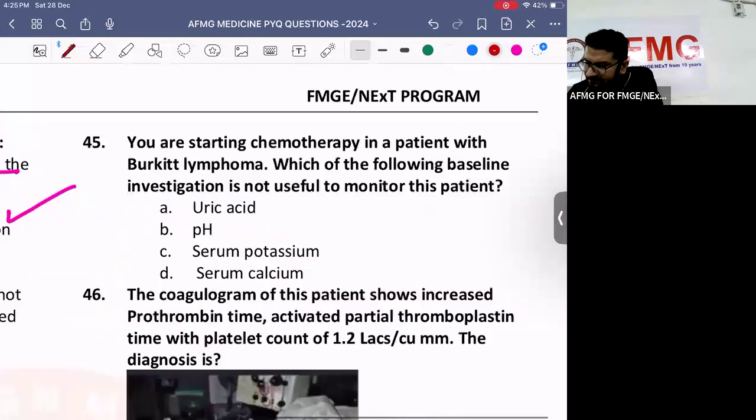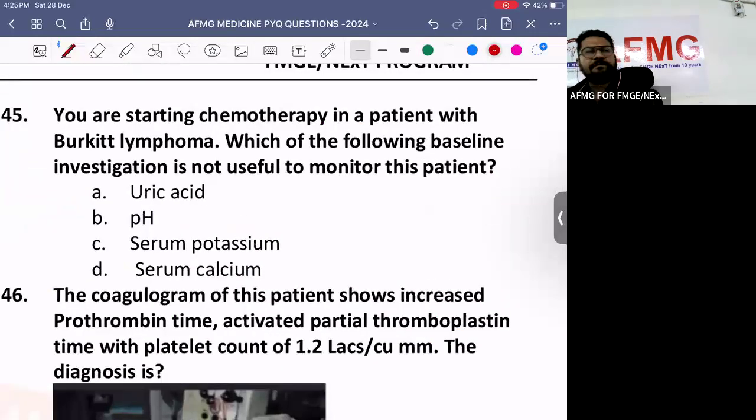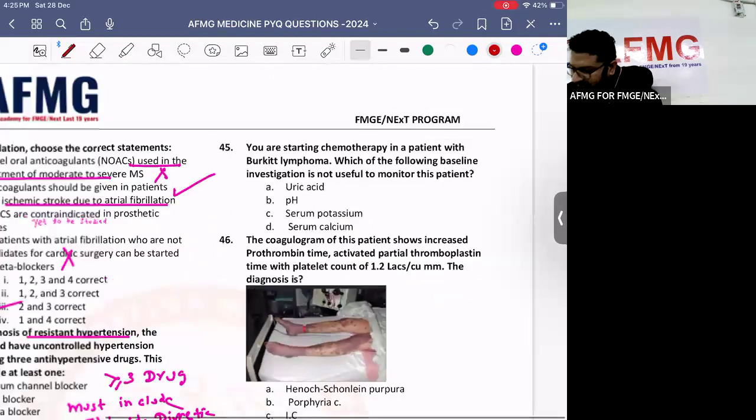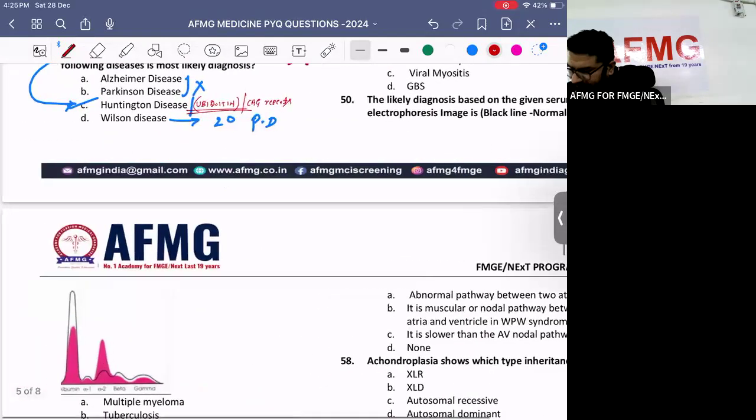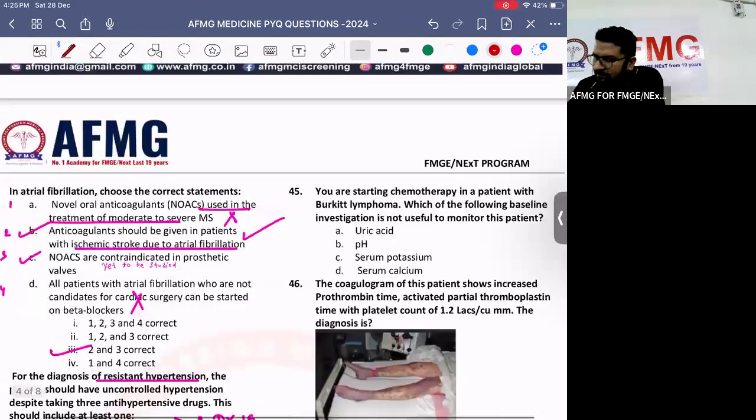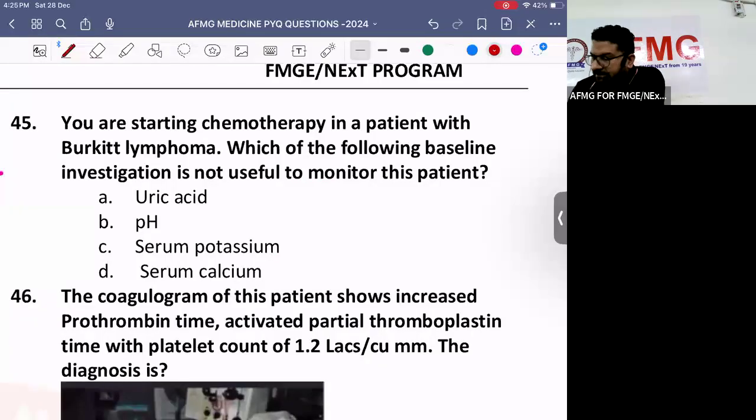Okay, moving to the next. Tell me. This is the best question of this paper. It is the best question. Who will answer this? Tell me, what will be the answer? The paper is easy, you just need to think. Tell me, what will be the answer? You tell me. What do you think?